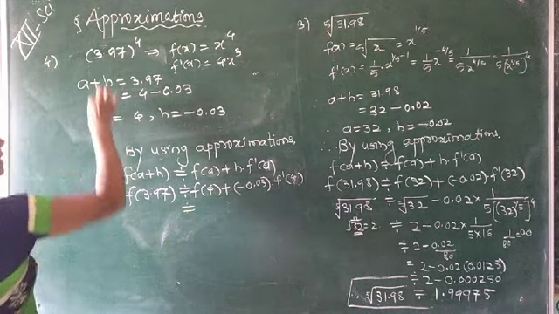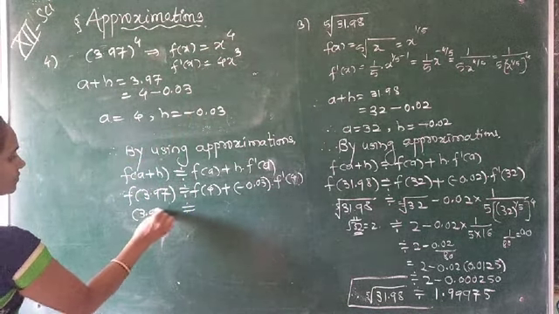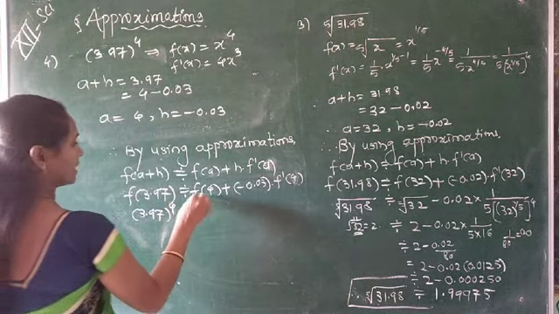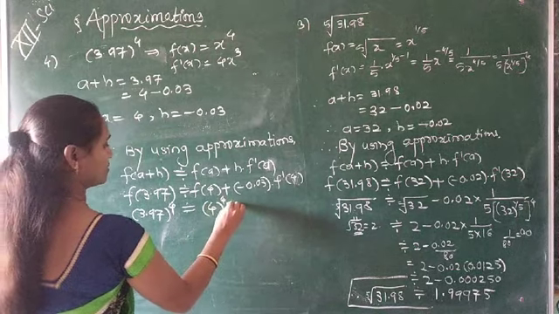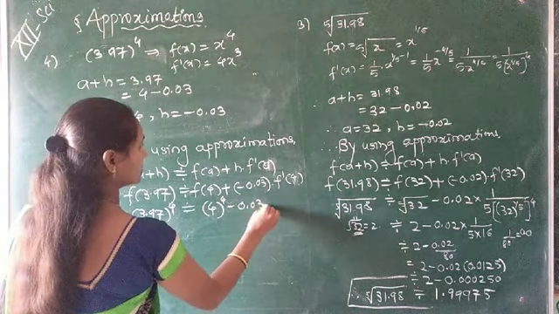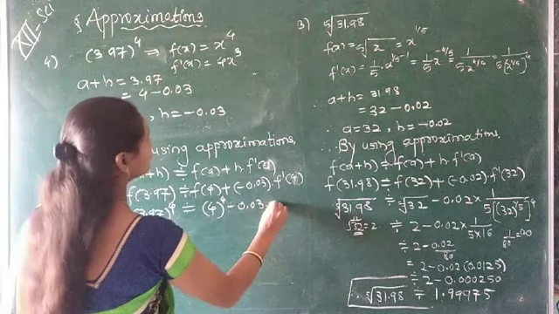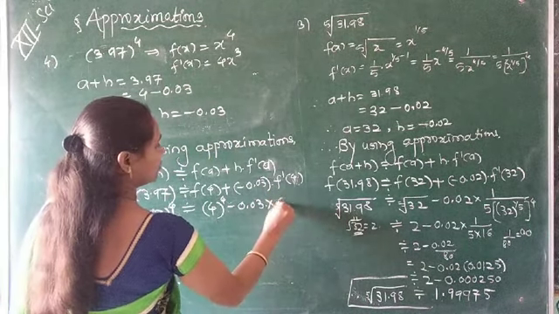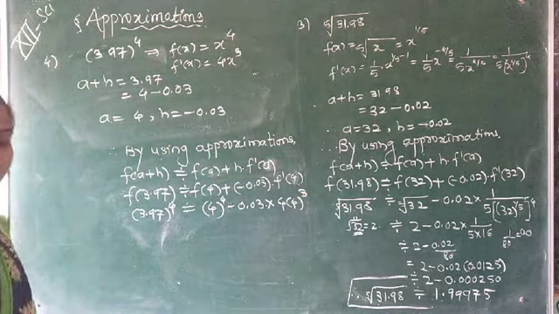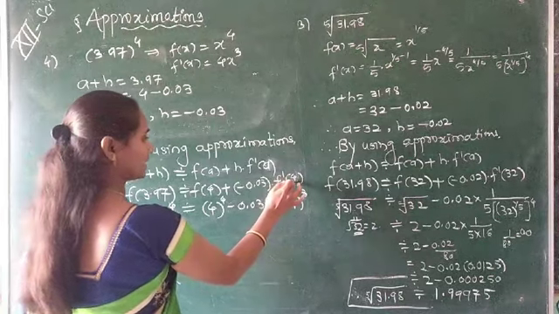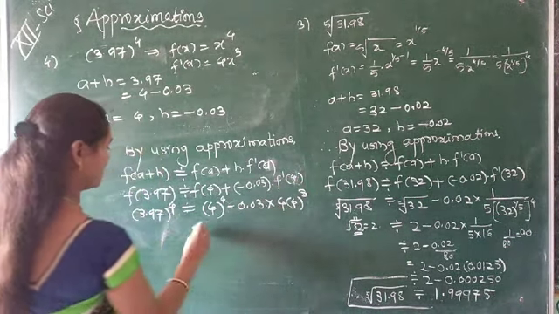Now again f of x is what? That is x raised to 4. Since it is 3.97 raised to 4, again f of x raised to 4, that means it is 4 raised to 4 minus 0.03 as it is. F dash of x is 4x cube. Since f dash of 4 is 4 into 4 raised to 3. It's 4x cube, but here instead of x, we take the value of 4. So that is 4 into 4 raised to 3.